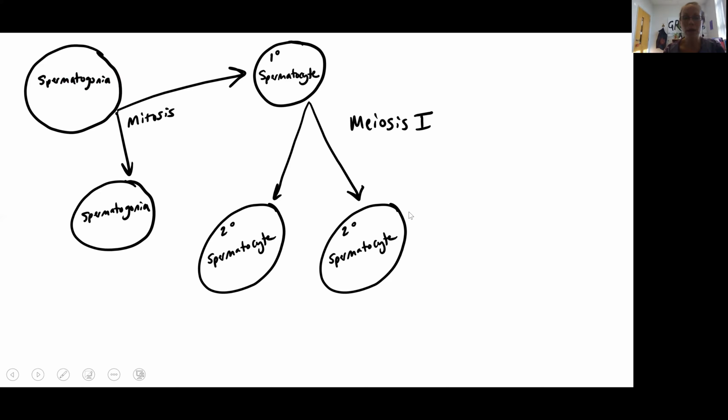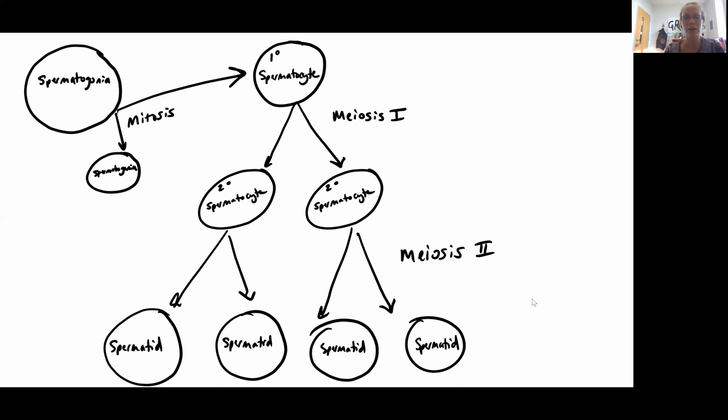So the primary spermatocyte goes through meiosis, producing secondary spermatocytes. Each one of these secondary spermatocytes is going to go through a second meiotic division, which is going to result in the formation of 4 unique haploid spermatids. So at the end of meiosis 2, we get 4 spermatids, which will ultimately become the sperm cells.